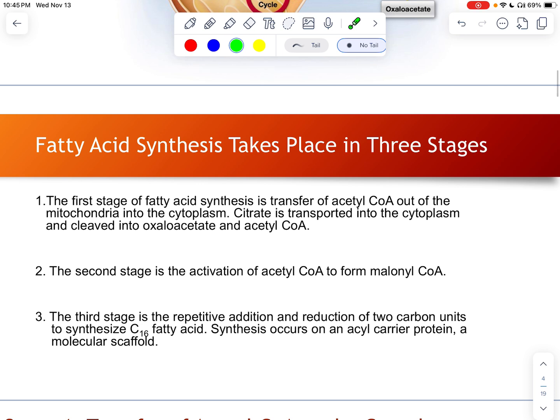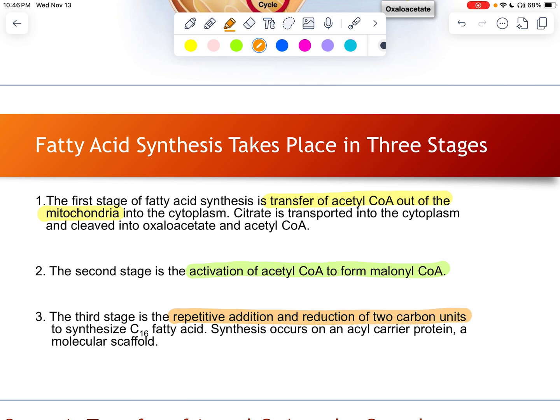So fatty acid synthesis takes place in 3 stages. The first stage is transfer of that acetyl-CoA out of the mitochondria, so we have to get it out into the cytoplasm. We'll look at how that's done. The second stage is the activation of acetyl-CoA to form that malonyl-CoA. That's the form we need, or one of the forms we need. We actually need both. And then the third stage is essentially repetitive addition and reduction of 2 carbon units.